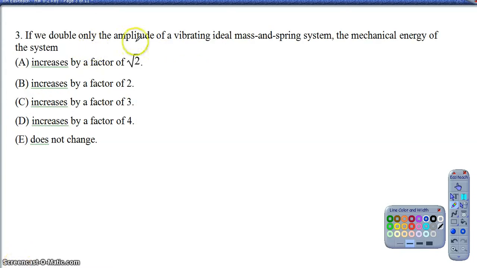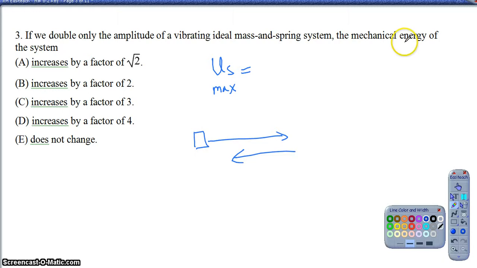Question 3, if we double only the amplitude of the vibrating mass spring system, the mechanical energy of the system will do which of the following? And the key here is the total mechanical energy is both potential and kinetic. But the easiest way to find it is to find the maximum potential energy that we start with. Because however much potential energy we start with, when the system starts oscillating back and forth, that's going to be my total mechanical energy of the system the whole way throughout.